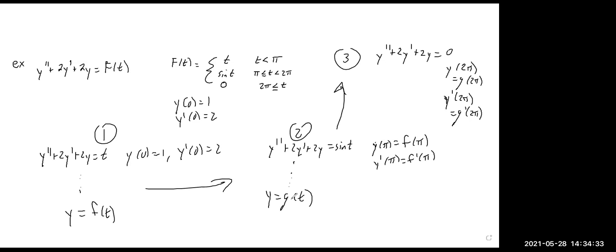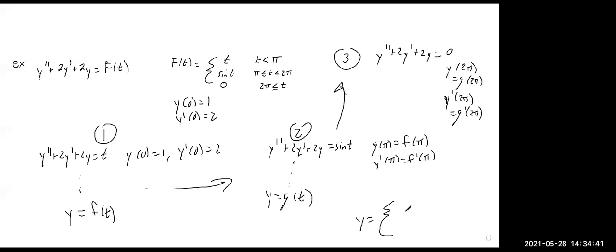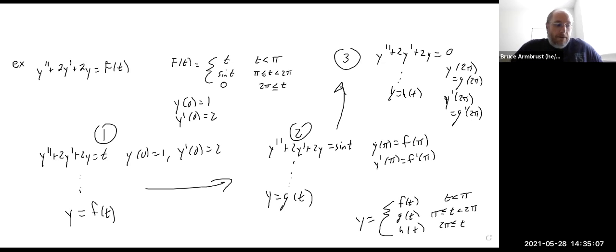So we would add all the solutions together? No, your answer would end up being a piecewise thing. Oh, okay, that makes sense. It would be f of t when t is less than pi, g of t when we're between pi and 2 pi, and then let's say the solution to this was y equals h of t. So our solution would end up being piecewise itself. We'd have all those different pieces like that.